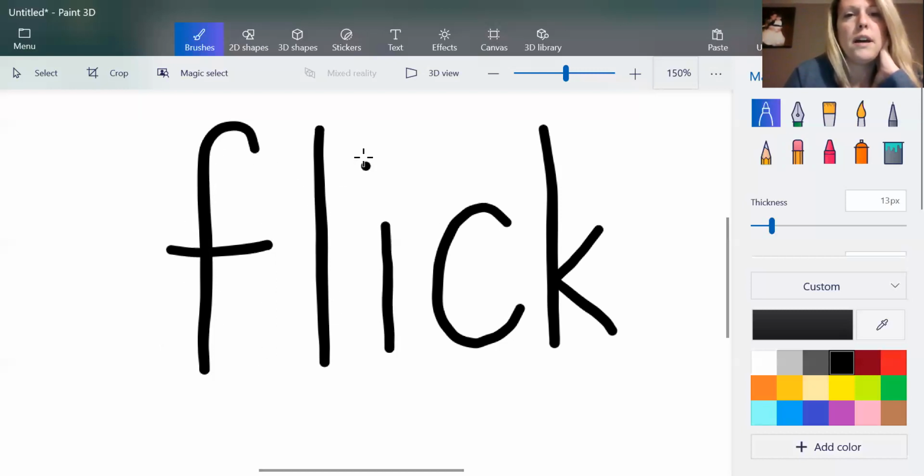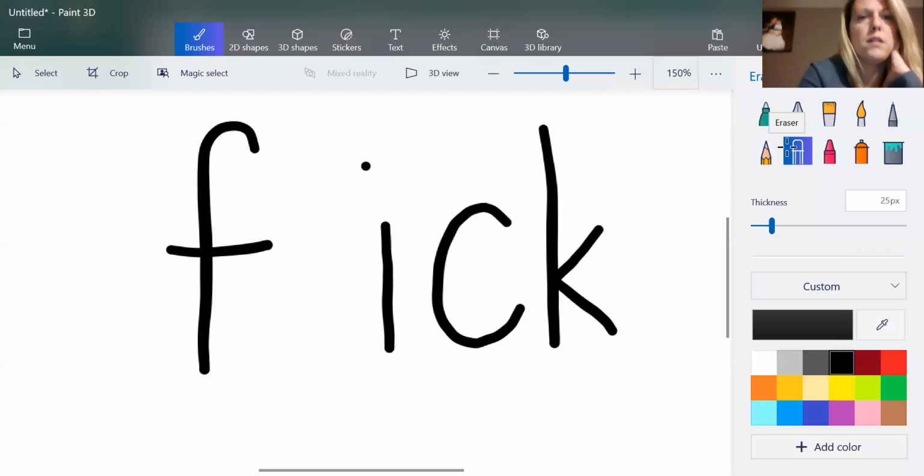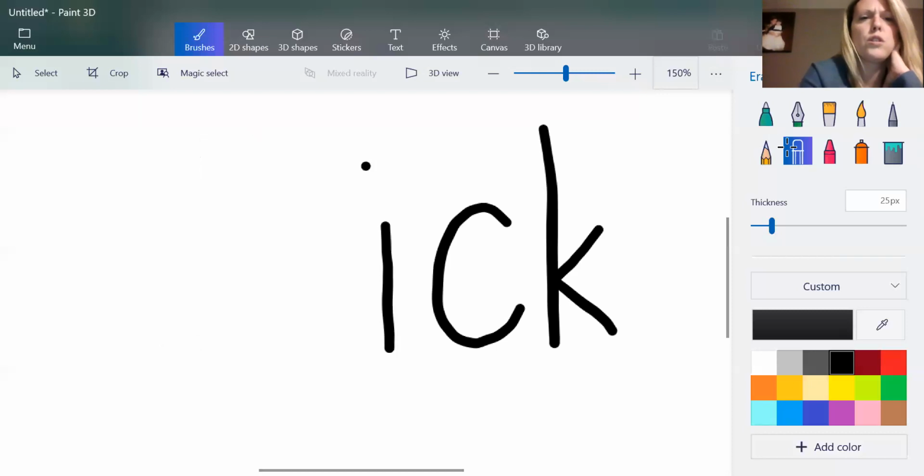Okay. I'm going to go ahead and write them. C and K. K, k, k. Both those letters together say K. Okay? So let's tap this one out. Fl, i, k. Fl, i, k. Flick. Good.